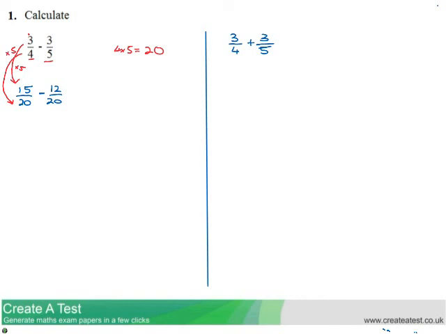Now that the fractions are equivalent, 15/20 take away 12/20 leaves us with 3/20. Okay? Don't touch the denominators. If I had 3/4 of a cake and took away 1/4 of a cake, I would have 2/4. Nothing happens with the denominators here, so we end up with 3/20.